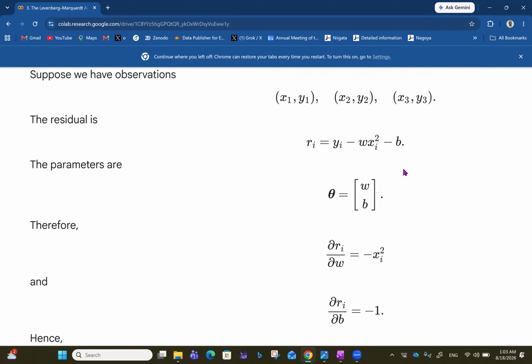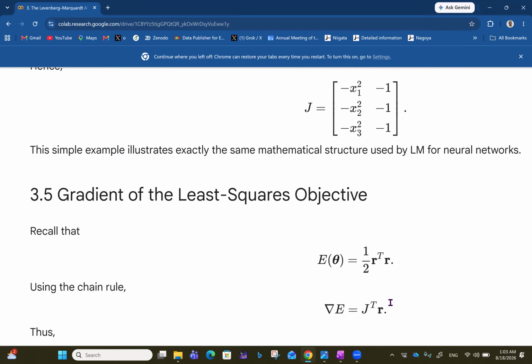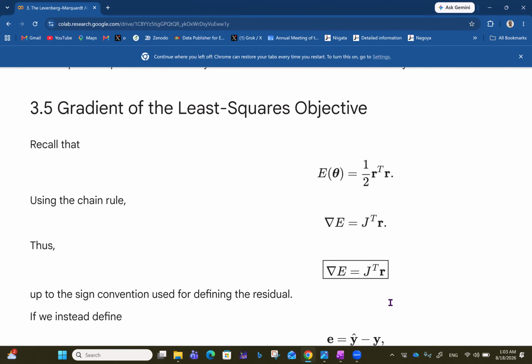Had it been that minus b had something else attached to it, we would have been able to vary it for all the residuals. So that goes. We see that that's a simple nonlinear model right there.